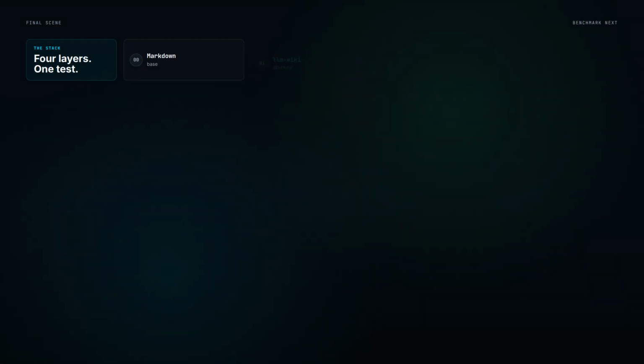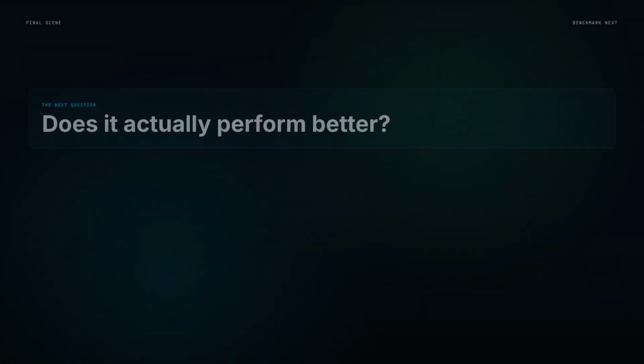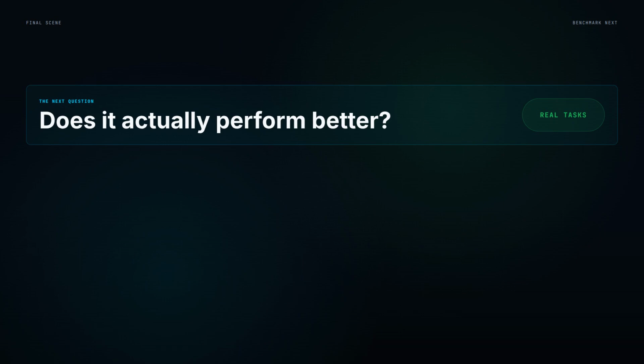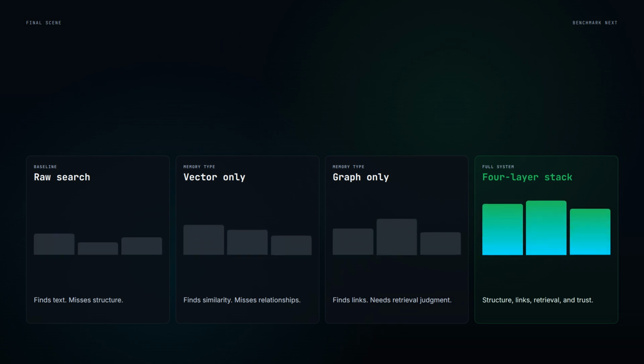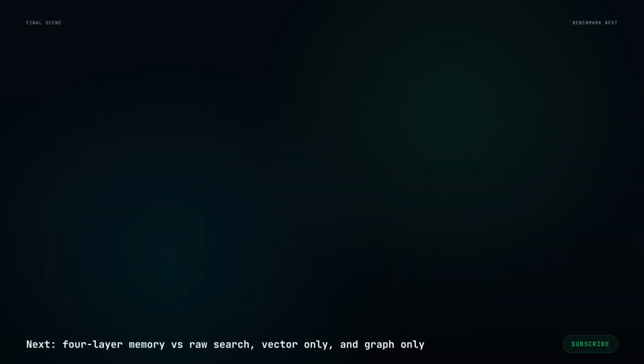That is the stack. But the real question is performance. Does it beat raw search, vector-only memory, and graph-only memory on real workspace tasks? I ran that benchmark next.